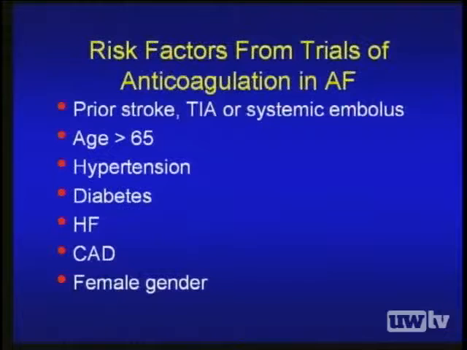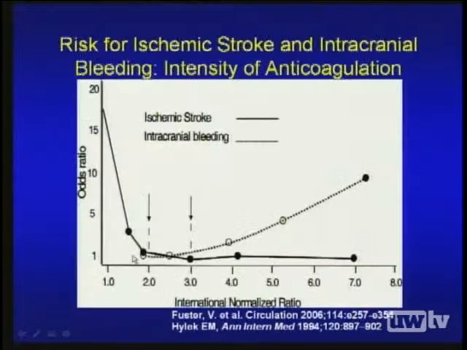One of the important aspects of those trials was identifying risk factors that placed a patient at high risk for a stroke, and that included a history of prior stroke, a TIA, or a systemic embolus, an older age greater than 75, the presence of hypertension, diabetes, heart failure, coronary disease, and the female gender.